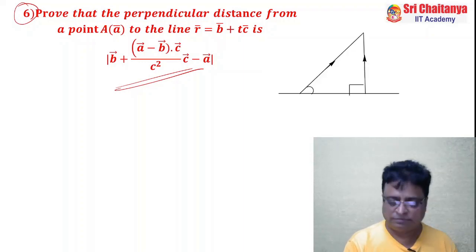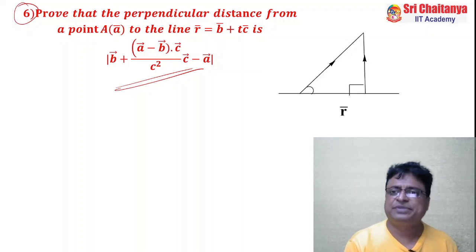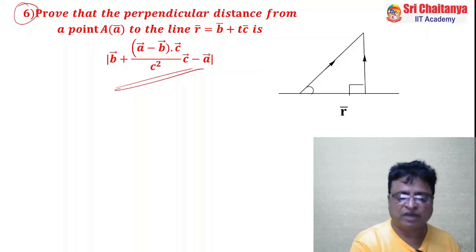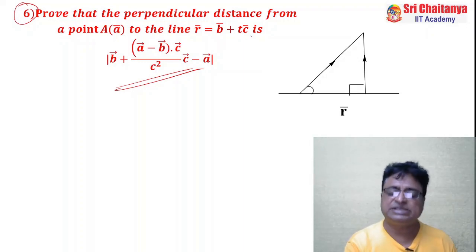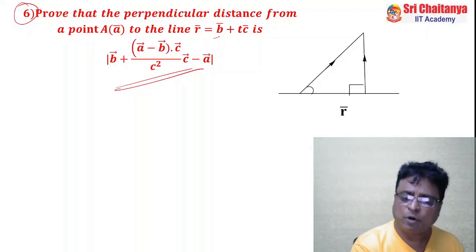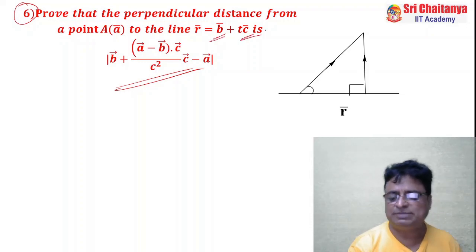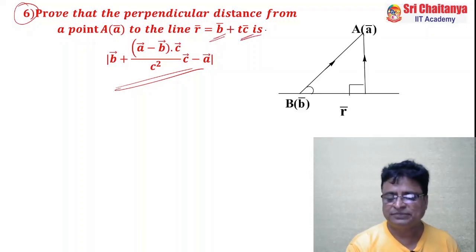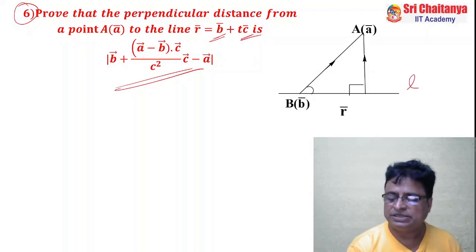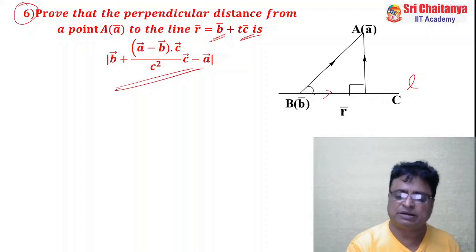First, please try to understand the diagram. So this is my vector R bar. What is R bar equal to? B bar plus t C bar. It is a line passing through the point B bar and parallel to vector C bar. This is the line. So this is BC bar like this. This is R bar.